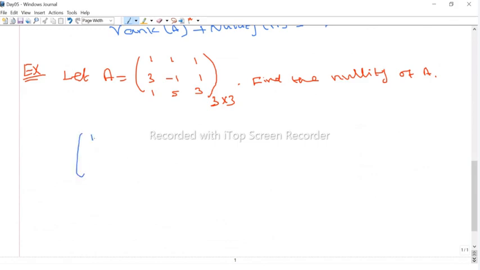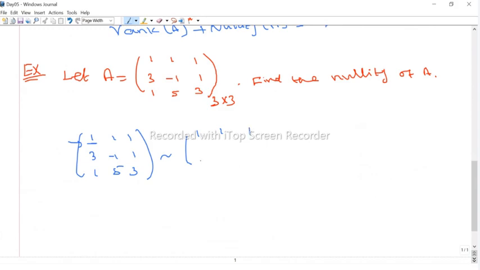Therefore, the given matrix is 1, 1, 1; 3, -1, 1; 1, 5, 3. The first non-zero entry is 1. Therefore, we have to make these two entries 0. We have to make the 3 a 0 and the 1 a 0. So what we have to do is keep the first row.